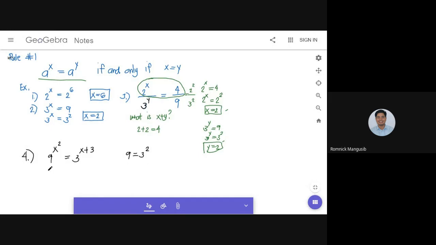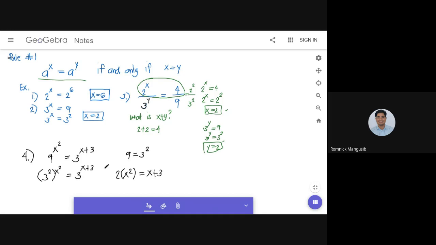And so, palitan natin ng 9 ng 3 raised to 2. Now, close that, raised to x squared. And this is equal to 3 raised to x plus 3. Okay? In the rule of exponent, power of power, we see exponent 2 here. We're going to multiply that to x squared. And so, you will now have 2 times x squared. That is equal to x plus 3.